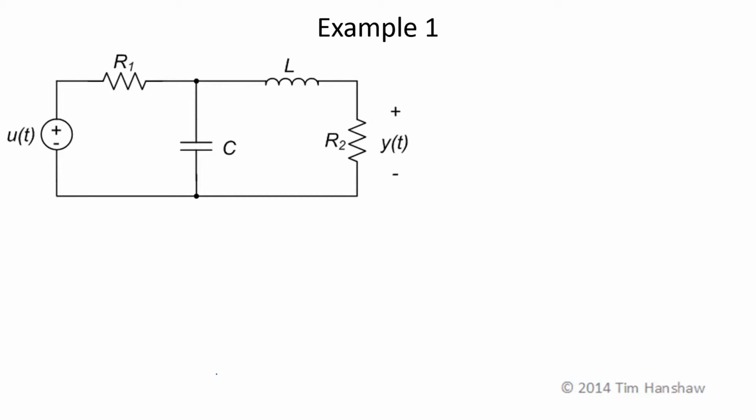We want to create a state variable model for this circuit. Our input, u of t, is this voltage source, and our output, y of t, is the voltage across this resistor R2. Now, in order to create a state space model, we need to define our state variables.